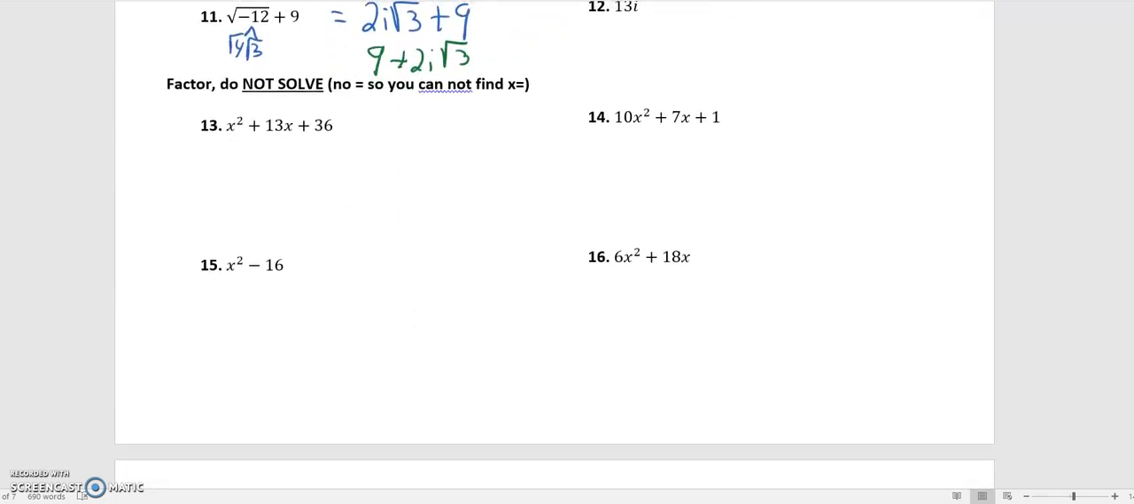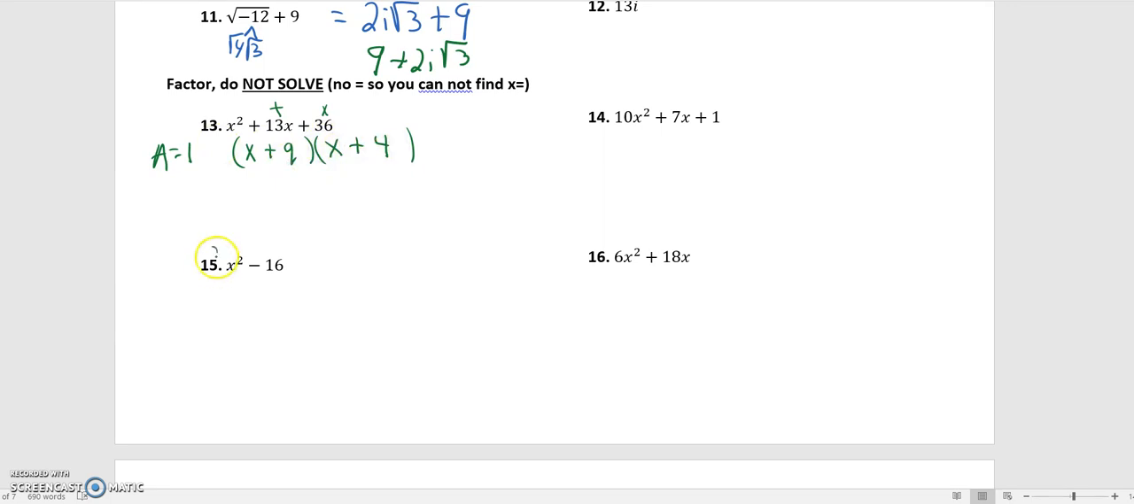Solving, we did kind of talk about this in class. A reminder that if a equals 1, you can go right into your factored form. What numbers multiply to 36 but add to 13? So hopefully you would say 9 and 4, positive 9, positive 4, done. Stop there. Don't try to solve.